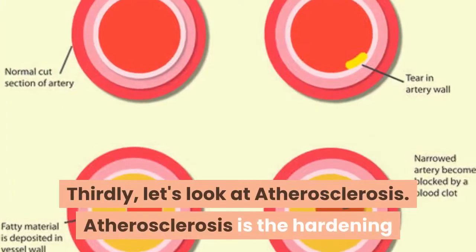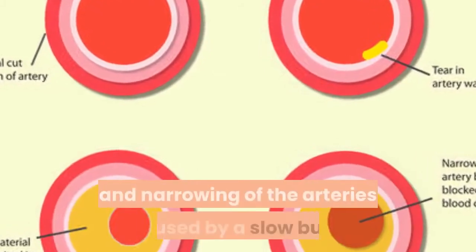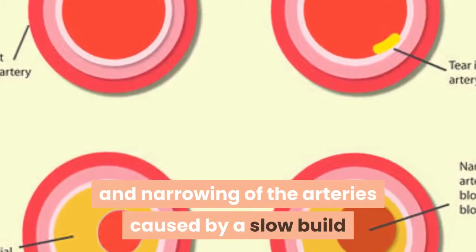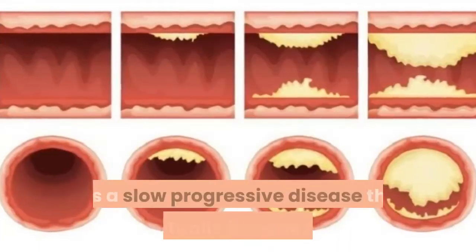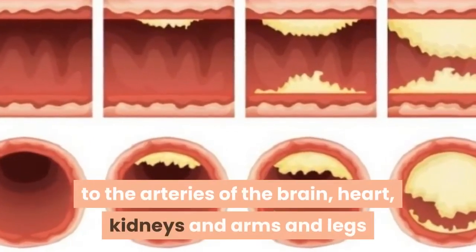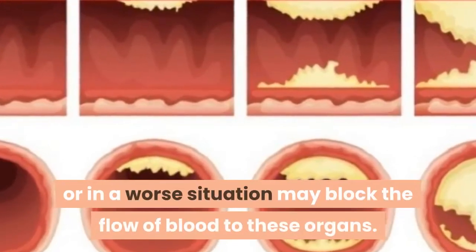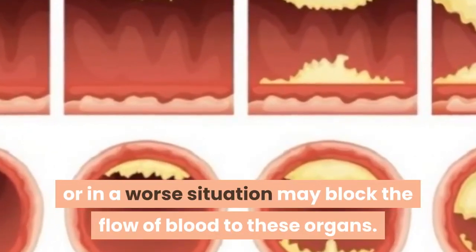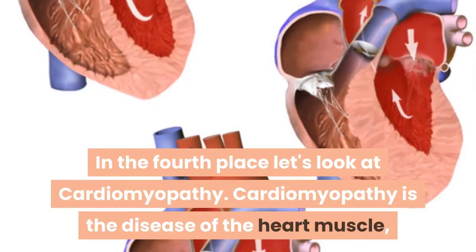Thirdly, let's look at atherosclerosis. Atherosclerosis is the hardening and narrowing of the arteries caused by a slow buildup of plaque on the inside walls of the arteries. It is a slow progressive disease that may eventually impede blood flow to the arteries of the brain, heart, kidneys and arms and legs, or in a worse situation may block the flow of blood to these organs. In the fourth place, let's look at cardiomyopathy.